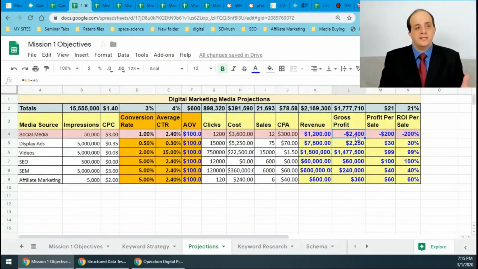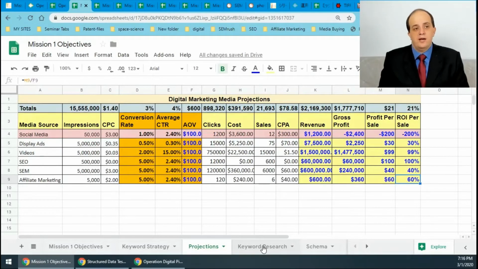Right, then we have clicks, cost, sales. Cost per acquisition is CPA. That means for each sale, how much did you have to pay? Well, in this case, you end up paying $300 per sale for a $100 average order value. Well, that's not great. Then there's the gross profit margin, the profit per sale, which in this case is a loss, and the return on investment per sale. This allows you to really gauge the performance before you invest in a media source. You do these projections based on how I teach you to do it during the class, during the course, and you do it for your company.